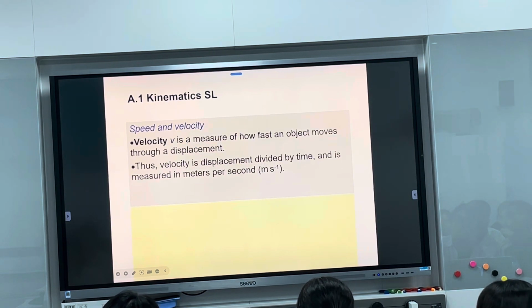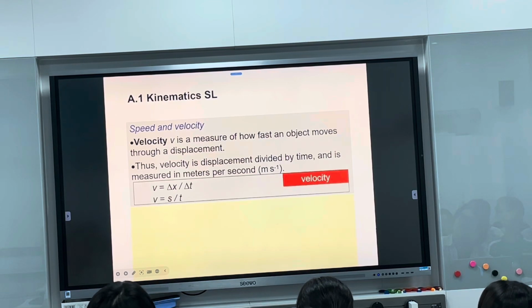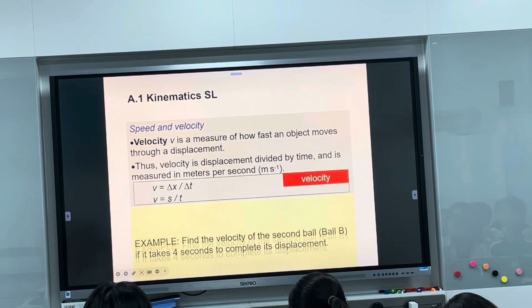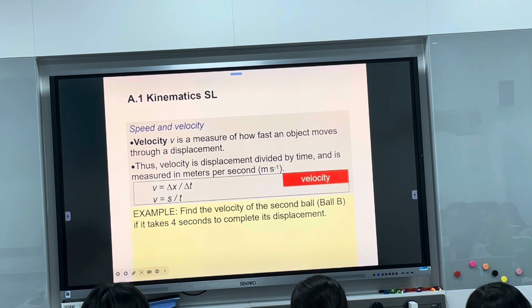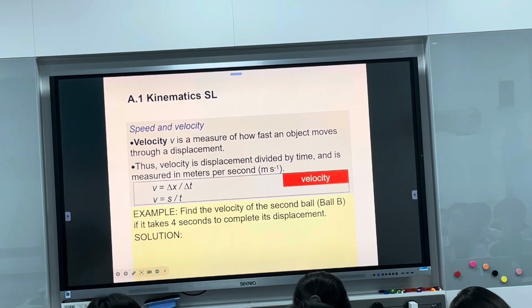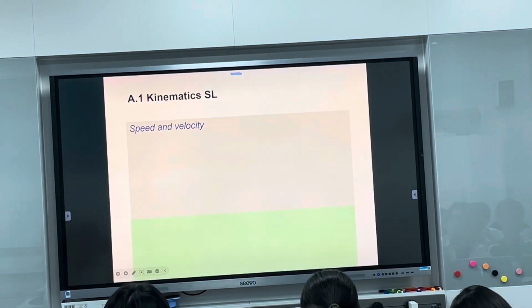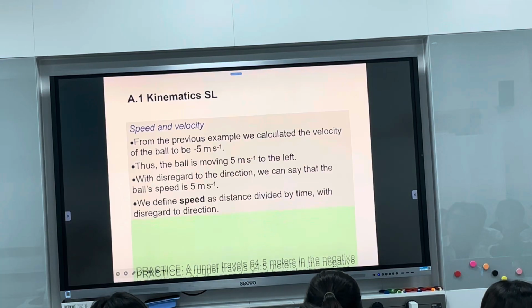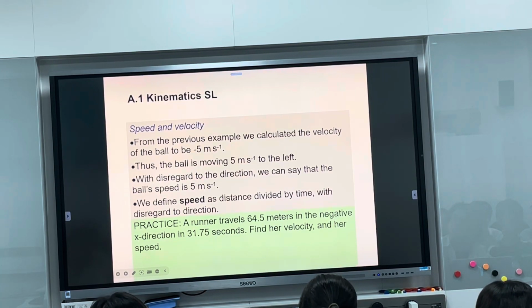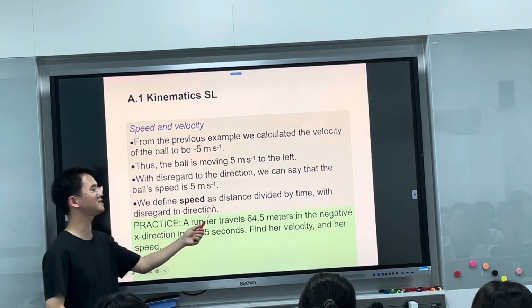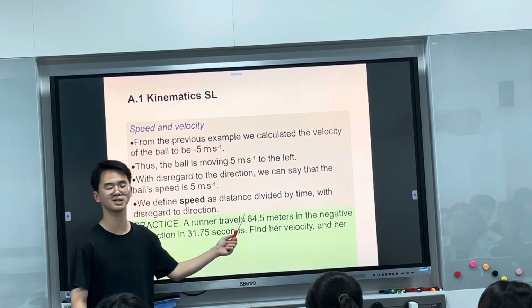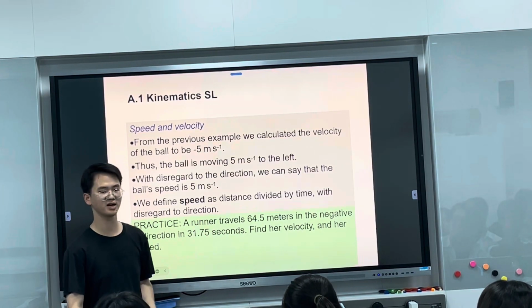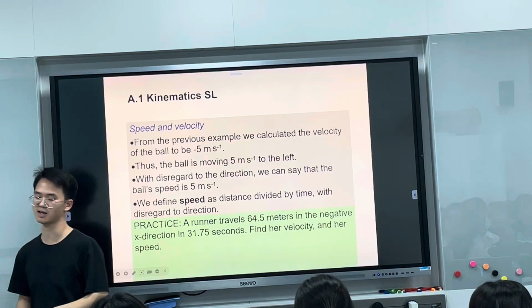So, velocity is a measure of how fast an object moves through a displacement. Velocity is also a vector, and it's defined as the rate of change of displacement. Speed, on the other hand, is the rate of change of distance. Distance is also scalar, so the rate of change of a scalar is also a scalar.